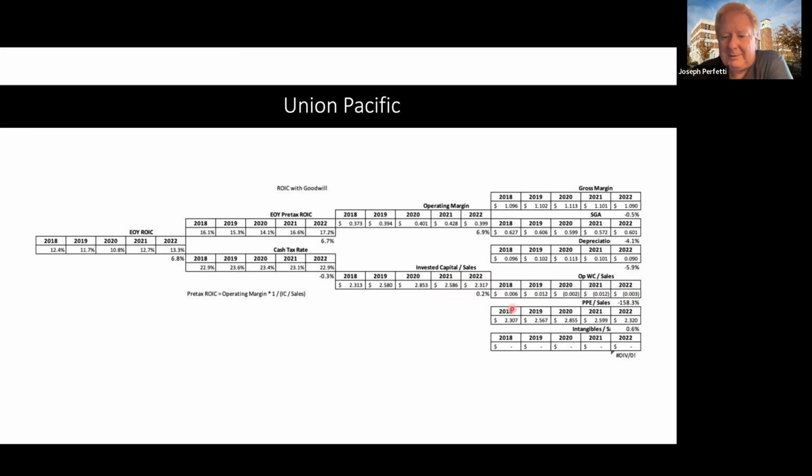Now, PP&E as a percentage of sales, this is basically their network and rail cars.